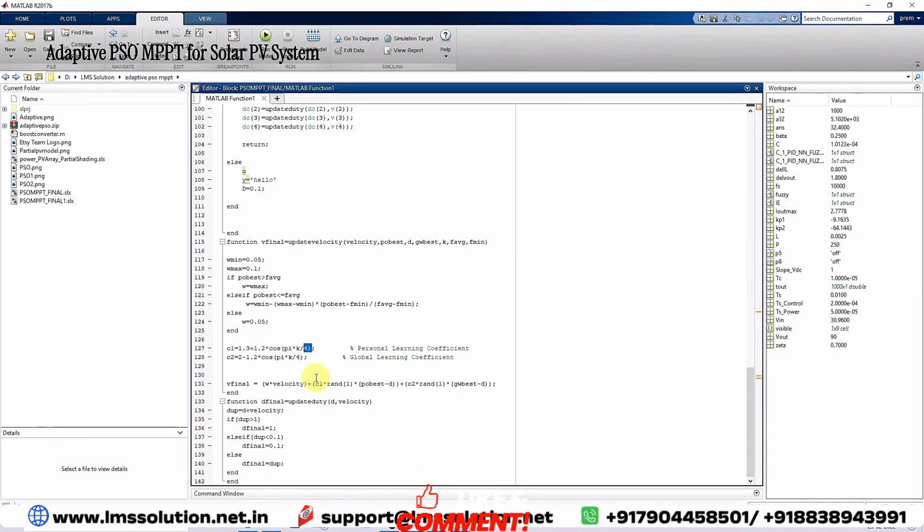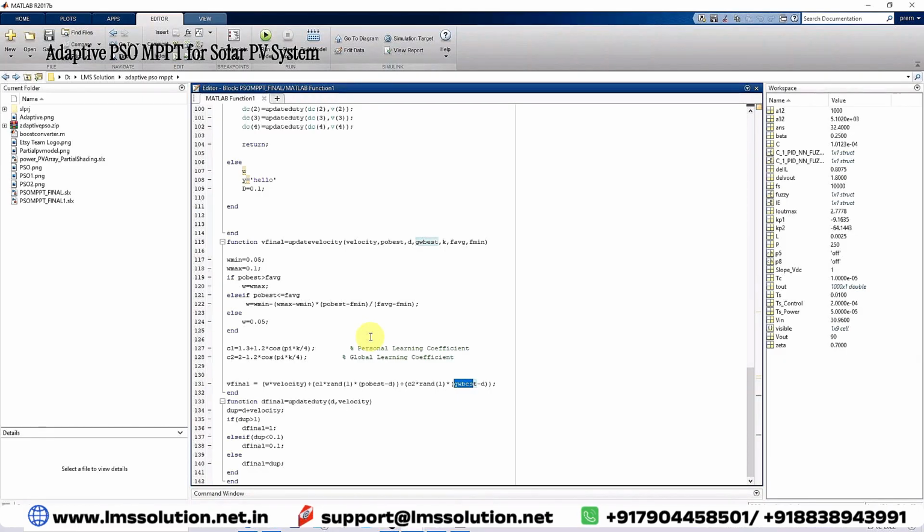The number of iterations for finding the maximum global point, or global duty cycle, is considered as 4 iterations. K is nothing but the iteration count, that is, every iteration count. Based upon this value, C1, C2, along with the inertia parameter, go into the velocity function equation. So every iteration the velocity will be updated based upon the inertia, C1, C2, the population fitness and the global best value. This is the difference from the normal PSO.